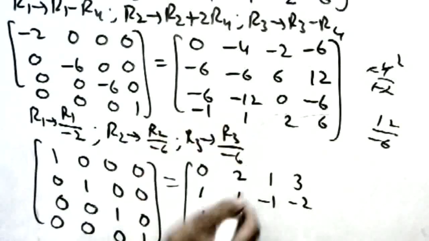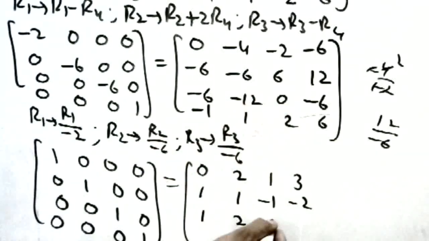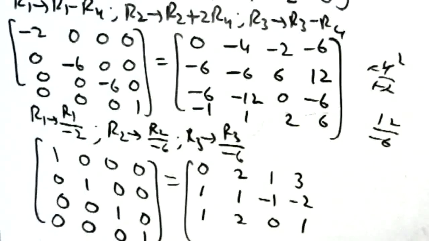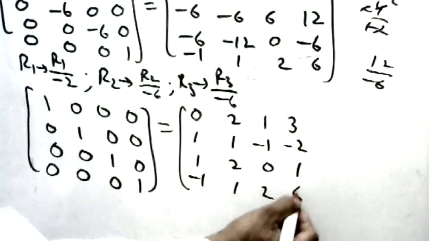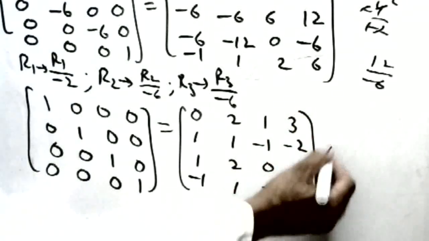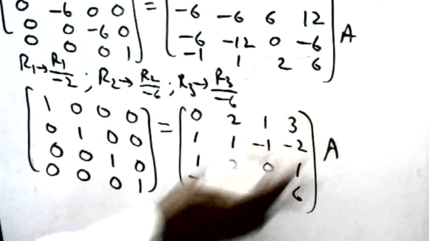In the same way, we are also dividing this by minus 6. Minus plus cancel, 0. Minus plus cancel, 1. So the last step, what we are left with is, see here, minus 1, 1, 2, 6. So into A. Sorry, here also we must write A.